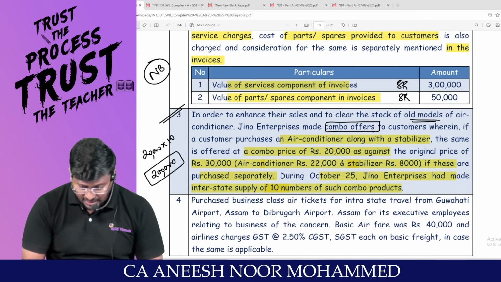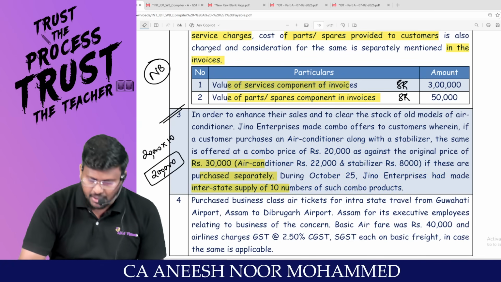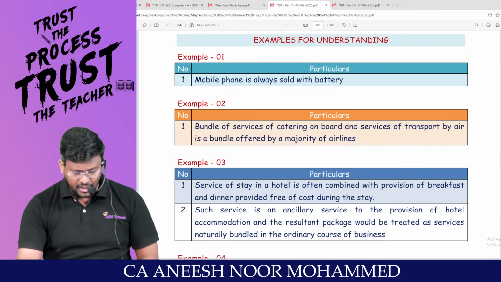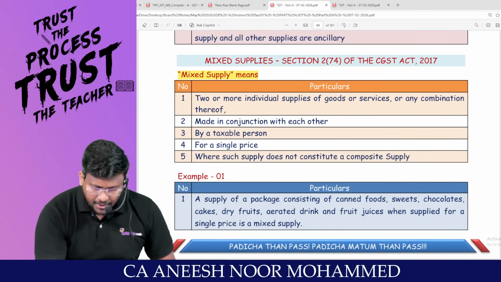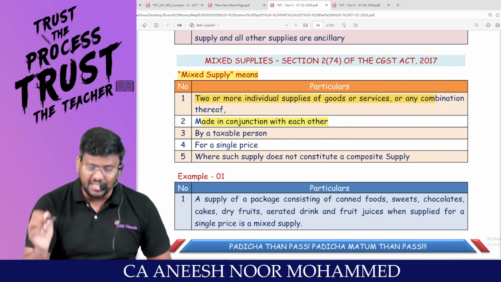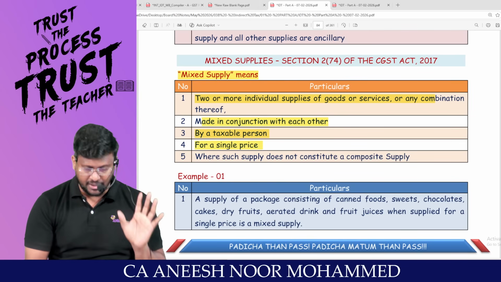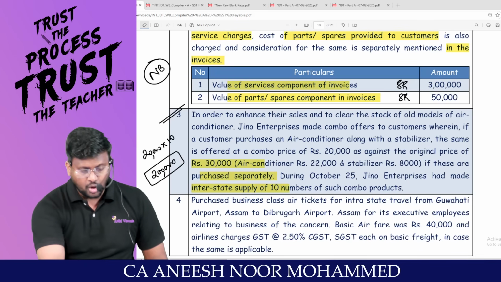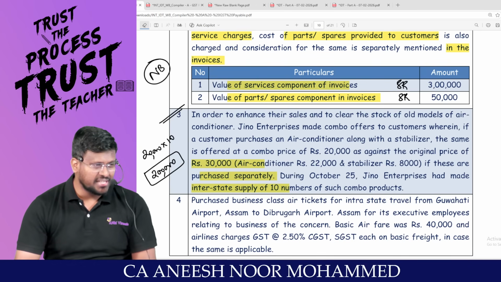This has to be taxed at AC rate or stabilizer rate, whichever is higher, because this is mixed supply, my dear lovable students. Sir, these are not naturally bundled. With regard to mixed supply, this is a point you are supposed to recall. Mixed supply means two or more individual supplies of goods or services or any combination thereof, made in conjunction with each other by a taxable person for a single price. Yes, 20,000 is a single price. Where such supply does not constitute a composite supply. Yes, this supply is not a composite supply. So it should be taxable at the rate of either AC or stabilizer, whichever is higher.